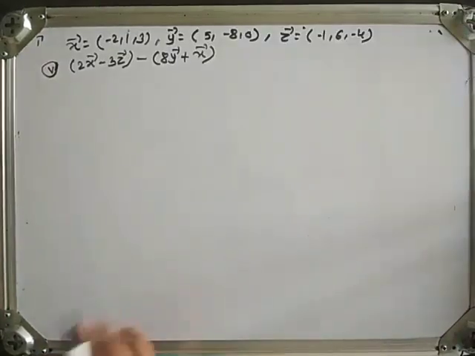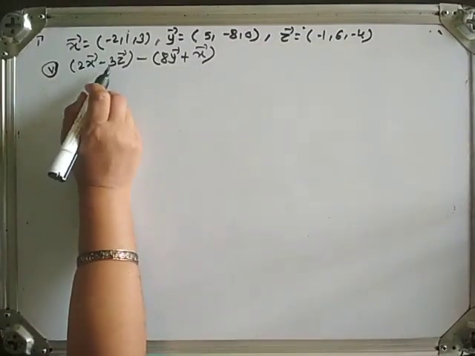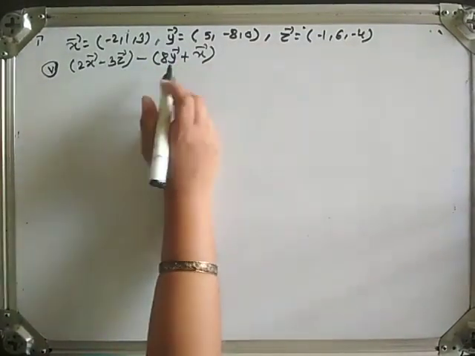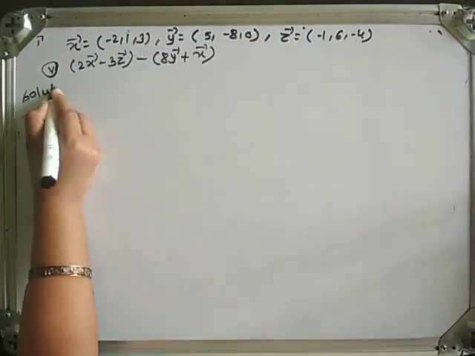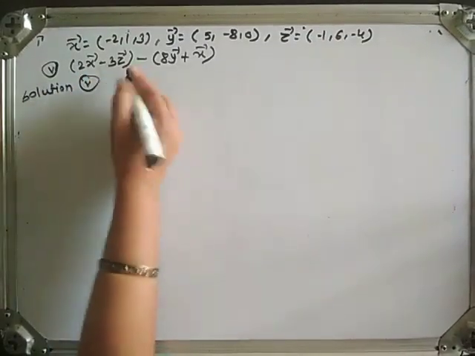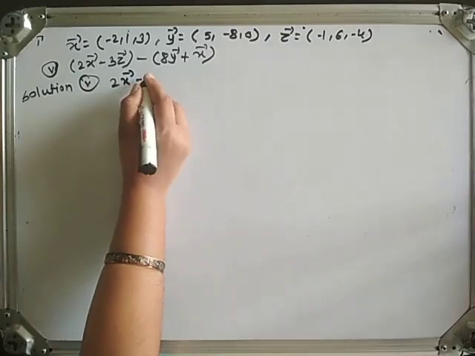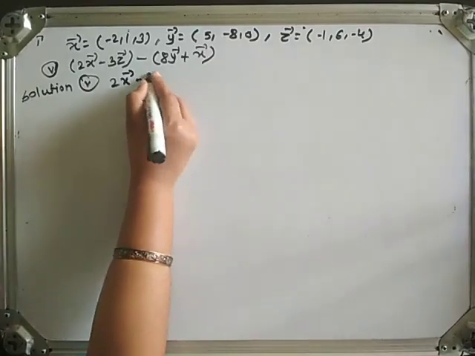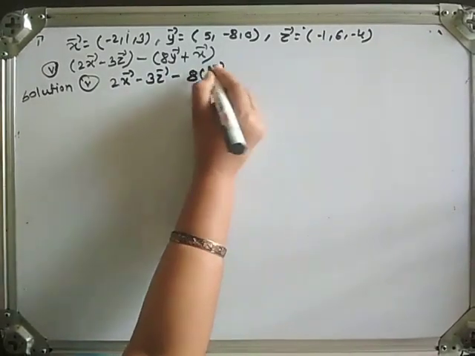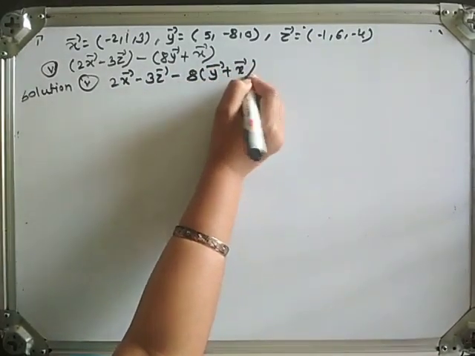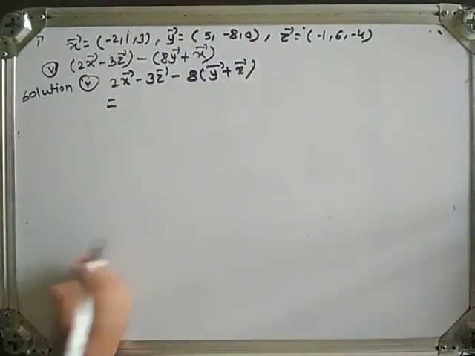Now we have to find the component of 2x bar minus 3z bar minus, in bracket, 8y bar plus x bar. Solution of fifth number. 2x bar minus 3 into z bar minus 8 into y bar plus x bar, which is equal to 2 into x bar.